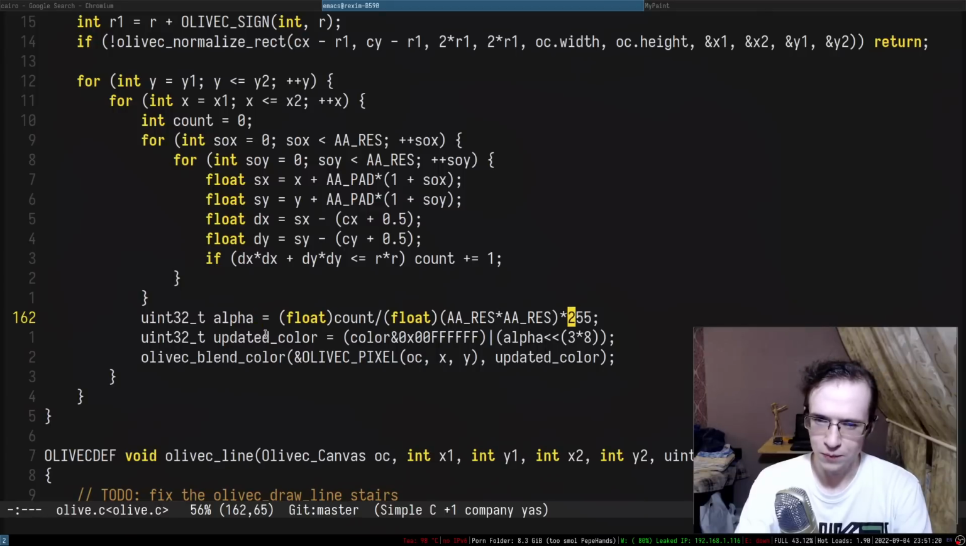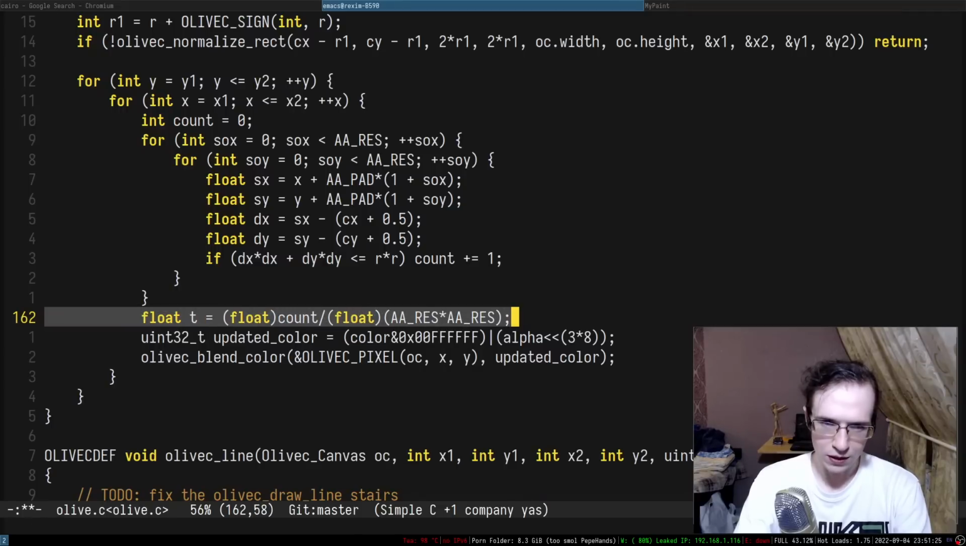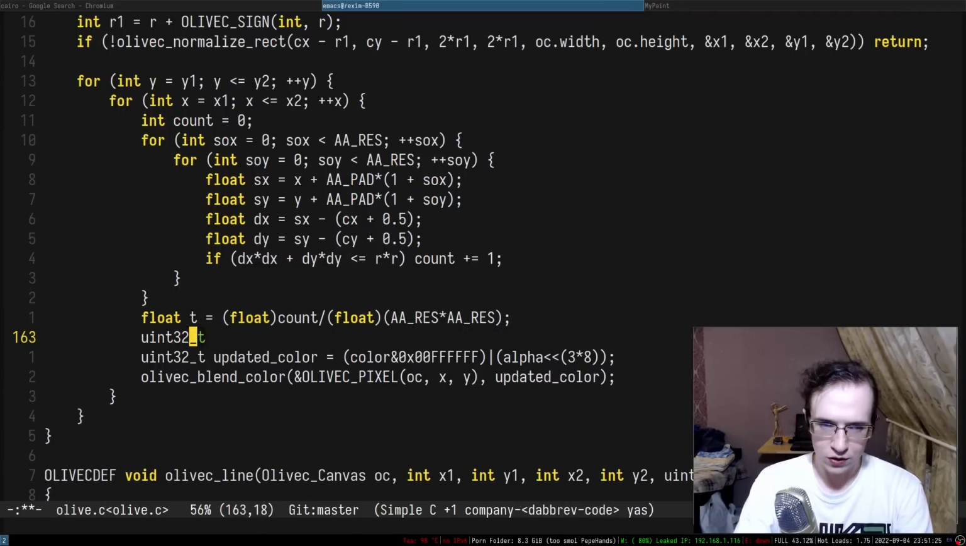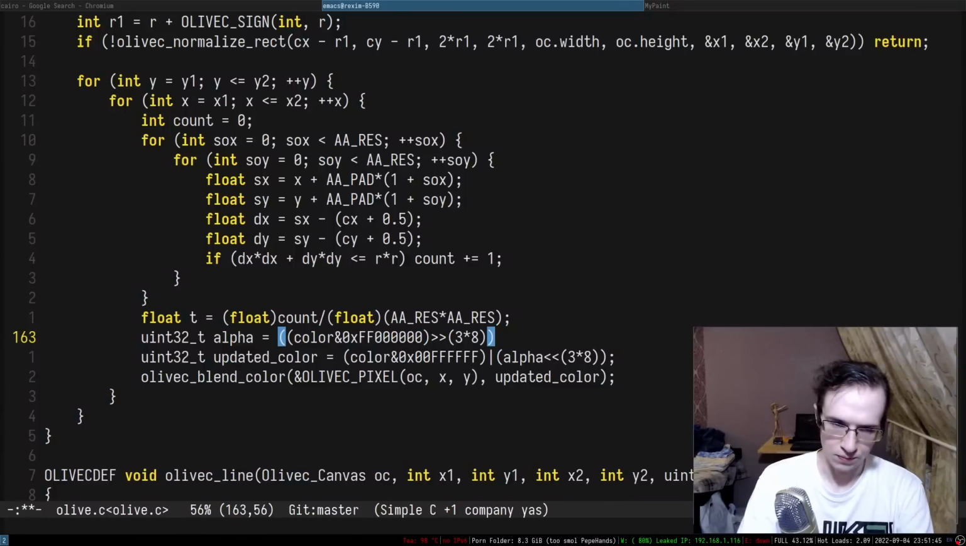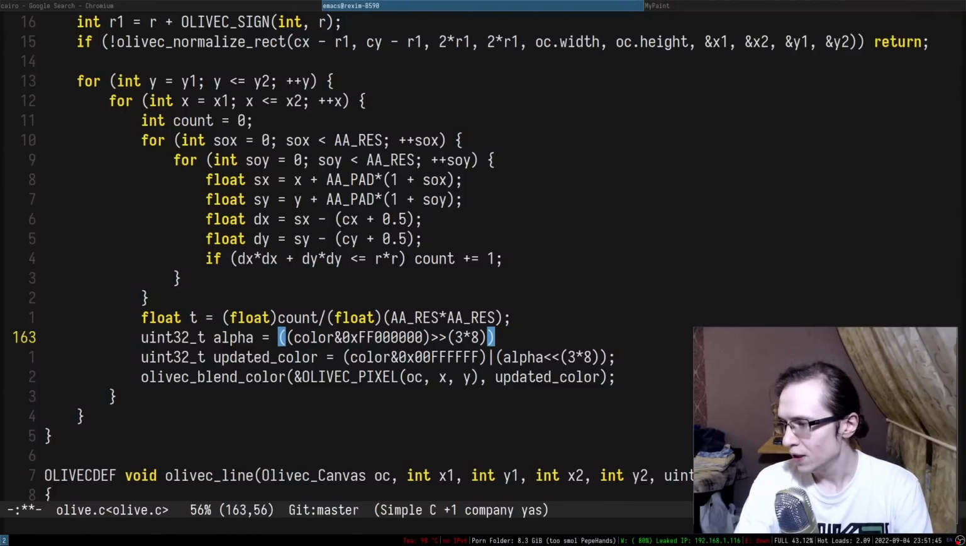So yeah, why not? Let's keep it like that. I'm going to keep it as the interpolator, right? So this is our interpolator. And then I want to extract the original alpha, right? So the original alpha, we do color and FF000000, right, 1, 2, 3. And this is the alpha, and we want to shift this entire thing by 3 bytes, and this gives us the alpha.